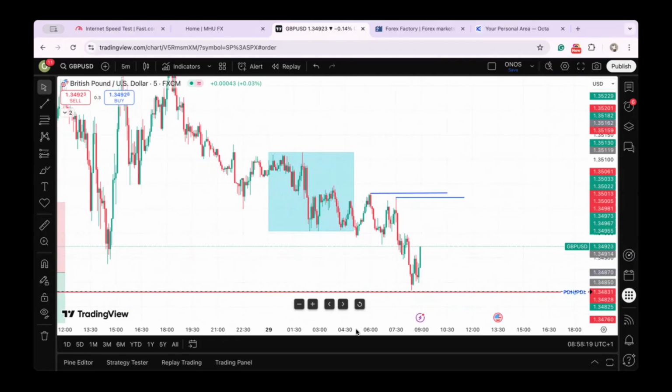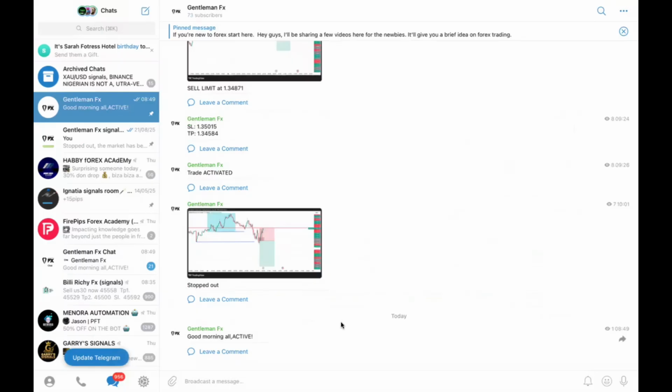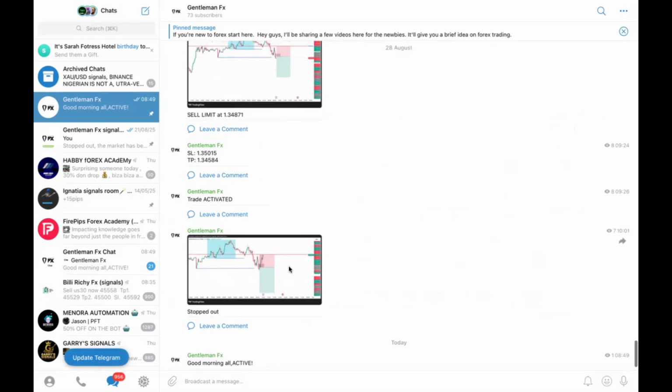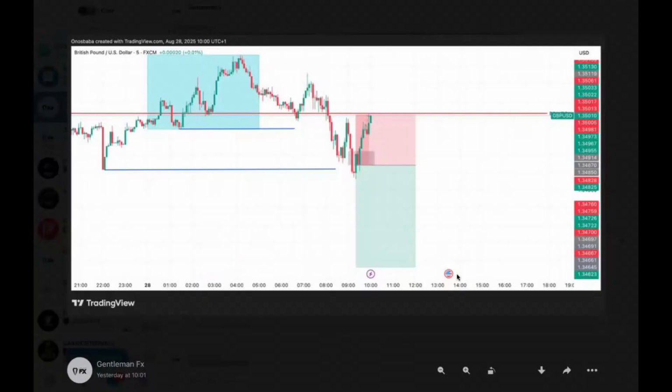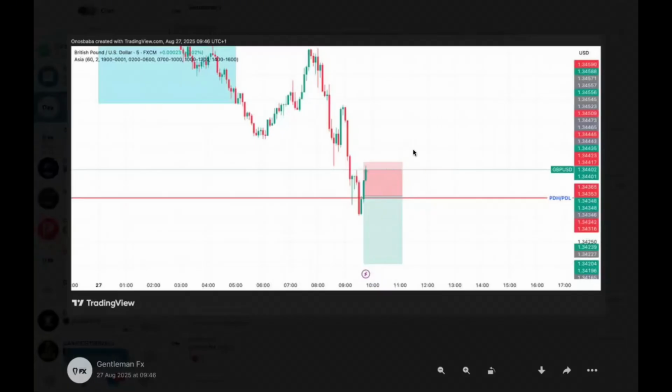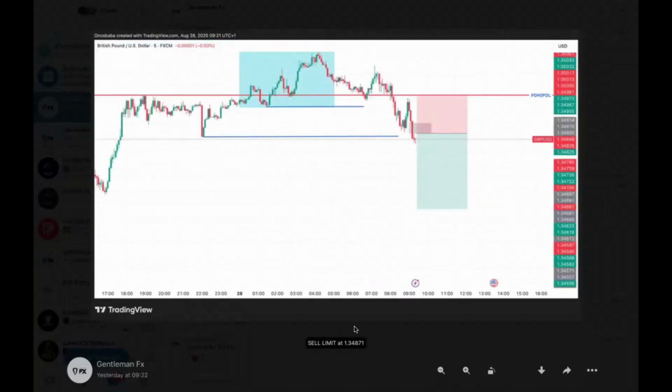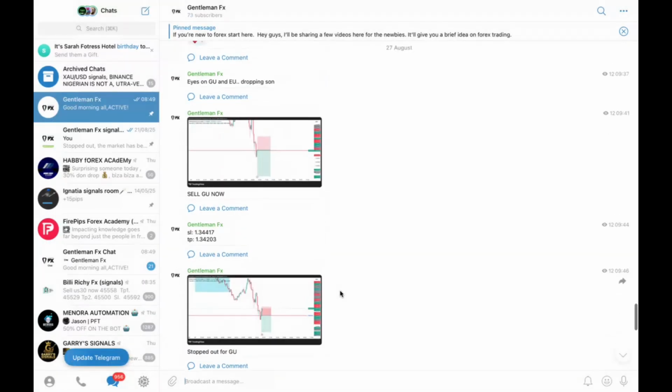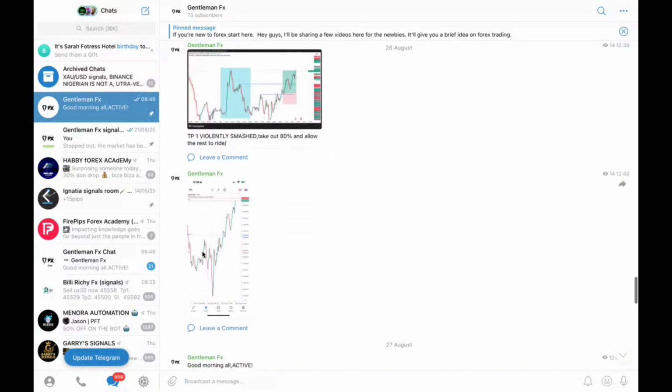So in the meantime, my community, let me quickly share my screen for my community. This is the Telegram group where I drop my free signals and my nuggets, right? I've already dropped a good morning today. Yesterday we had the position, we got stopped out. The other day, on Wednesday, we got stopped out again. It's been a rough week. We got stopped out again, and on Monday we hit take profit.